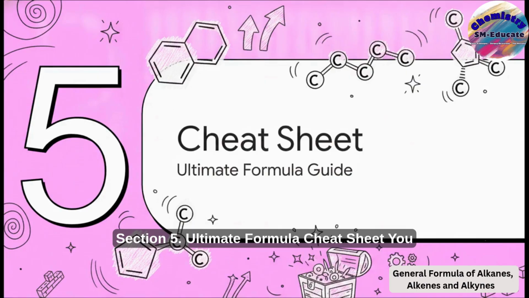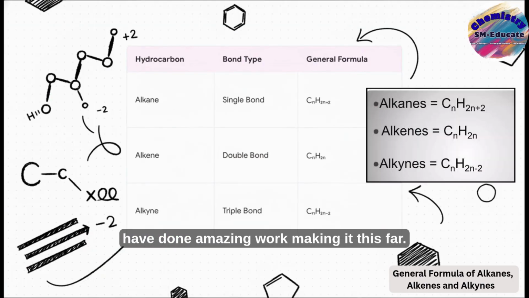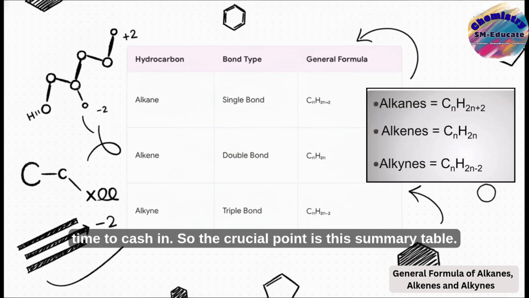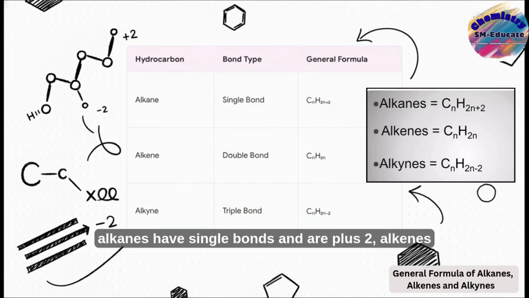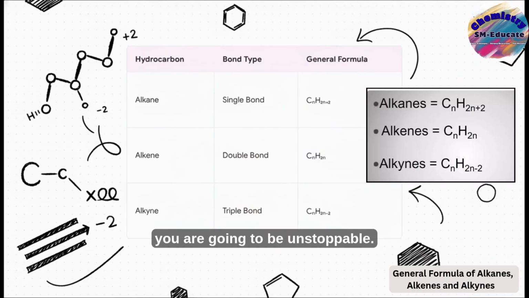Section 5. Ultimate Formula Cheat Sheet. You have done amazing work making it this far. You've built the knowledge piece by piece, and now it's time to cash in. So the crucial point is this summary table. I literally want you to take a mental snapshot of this for test day. If you can lock this into your brain, alkanes have single bonds and are +2, alkenes have double bonds and are exactly double, and alkynes have triple bonds and are -2, you are going to be unstoppable.